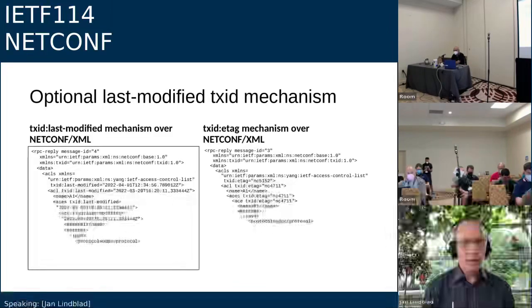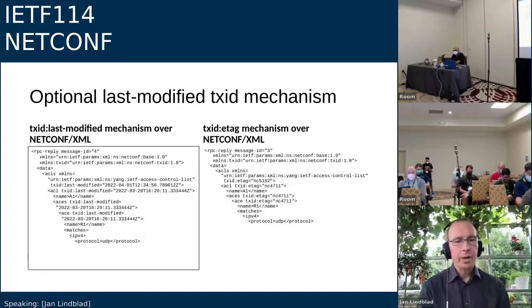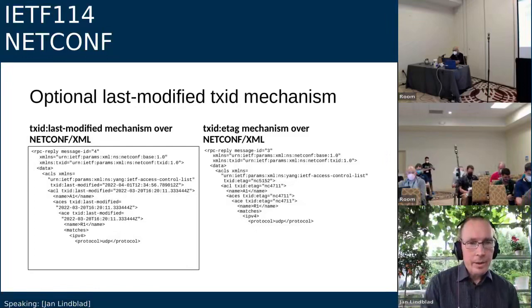So here you can see on the left, oh, the colors went away. That was a pity, but okay. You have a particular get-config message reply, where you can see that last-modified attributes are in there. If you look closely, it's kind of hard to see now, but it says txid:last-modified and some date stamp in several places in this content.